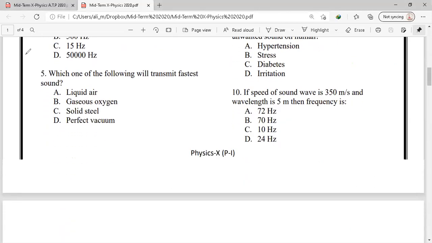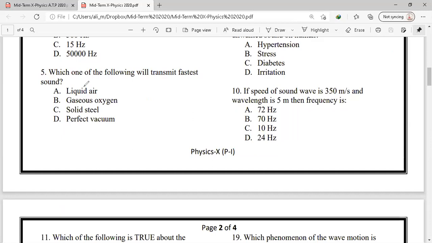Let's come to another question. We have question number 5. Which of the following will transmit the fastest sound? So we know that the speed of sound is fastest in solids, while it is minimum in gases, and the speed of sound is zero in vacuum. So the fastest sound will be option C, that is solid steel.